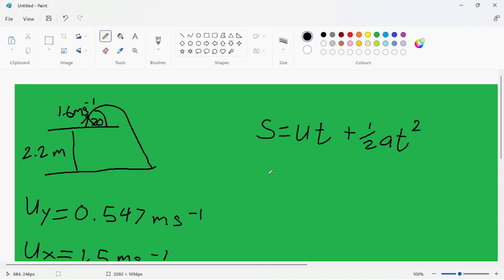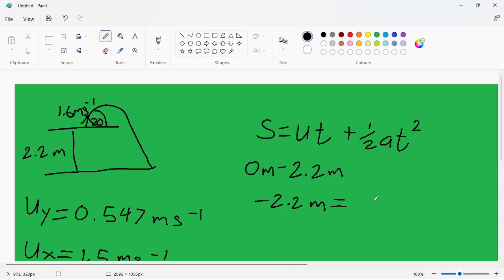So let us fix this equation up a little bit to make it suit what we have been given in the question. So S is displacement, and displacement is final position minus initial position. The final position of the boy is 0 meters, but the initial position that he started off was 2.2 meters above the ground. So 0 meters minus 2.2 meters, which is just going to be negative 2.2 meters. So negative 2.2 meters is equivalent to ut plus half at squared.